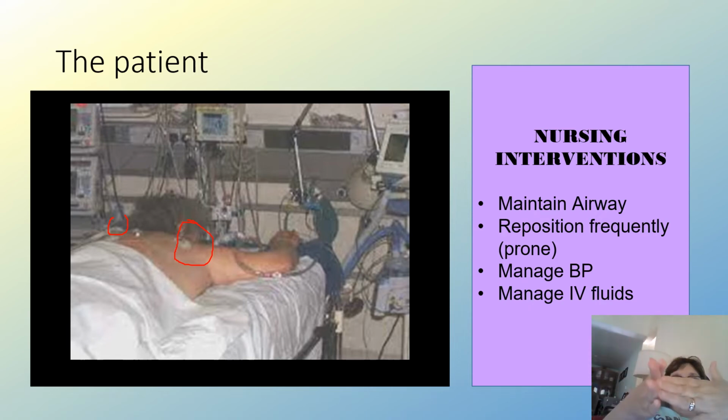So if we're going to prone the patient, we have to make sure that respiratory therapy is there to make sure that they're managing that airway, and that's their job there. Reposition them frequently, manage the blood pressure, and manage IV fluids. And they do know that if we reposition the patient frequently, as in every 20 minutes, that we can improve their outcomes. However, that's not always possible.